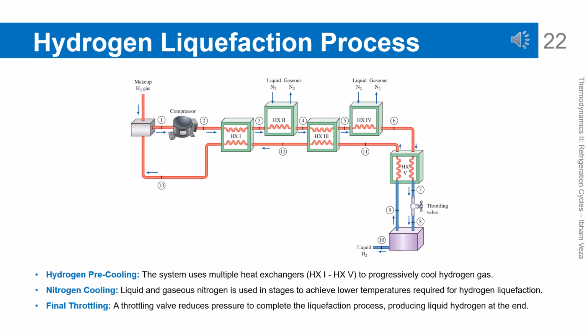Hydrogen liquefaction with pre-cooling and throttling. In this system, hydrogen is first cooled through several pre-cooling stages. Nitrogen is used to help reach very low temperatures before the final process. A throttling valve is then used to reduce the pressure and produce some liquid hydrogen. Each stage aims to reduce the cooling load of the next stage. This is a real example of refrigeration applications in hydrogen energy technology.